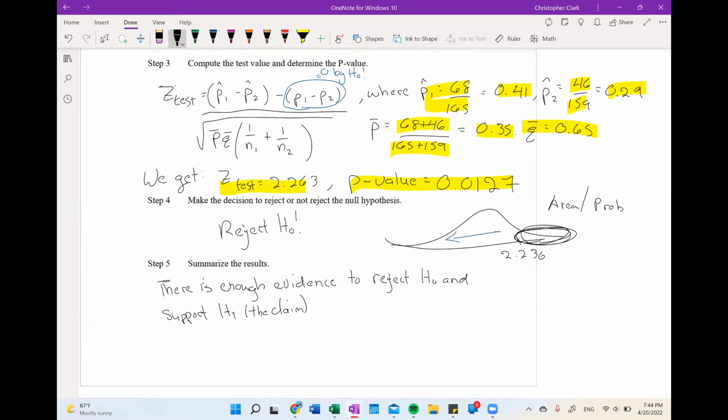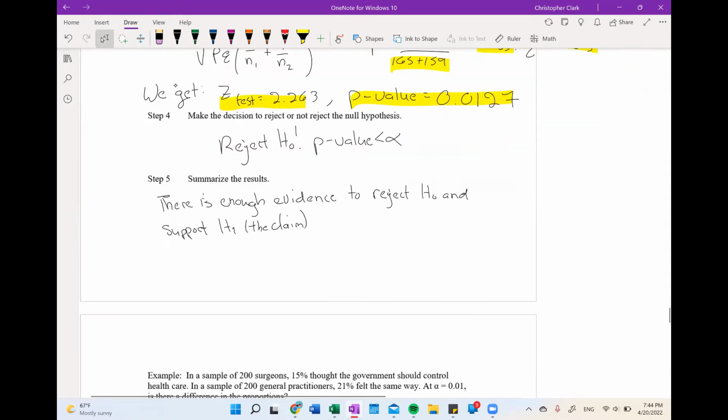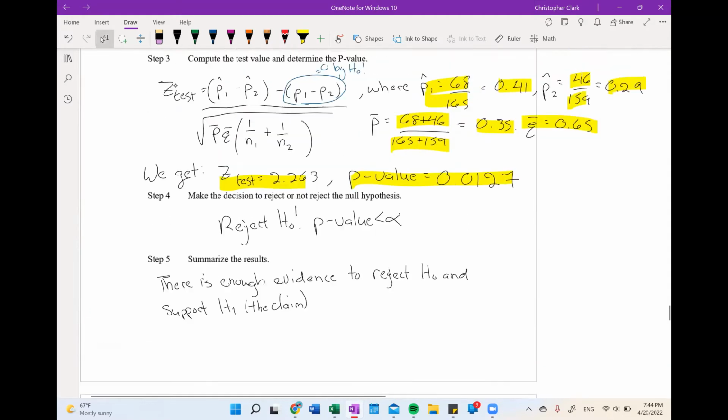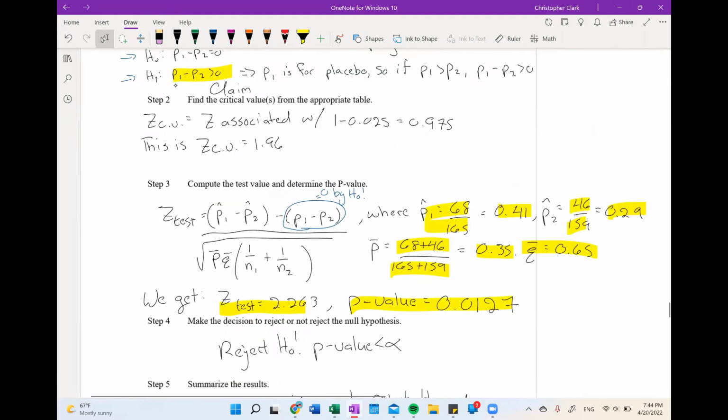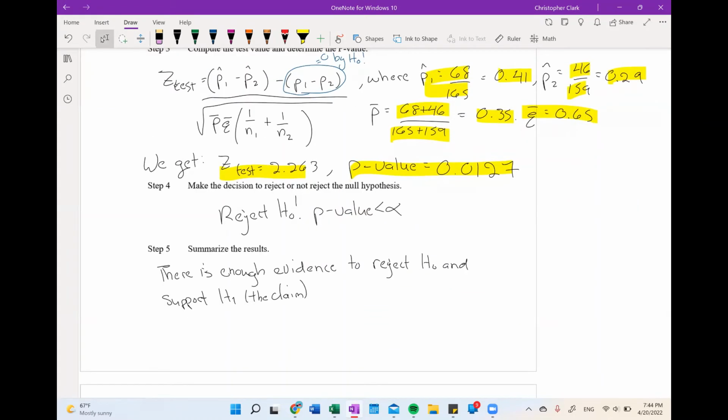Now, given that our alpha is 0.025 and our p-value is 0.0127, our p-value is less than our alpha, and so we get to reject the null hypothesis. We would summarize the results to say there's enough evidence to reject the null hypothesis and support H1, or you could write that out, and support the claim that the placebo group has a higher proportion of ear infections than the non-placebo group. So that's written out fully.